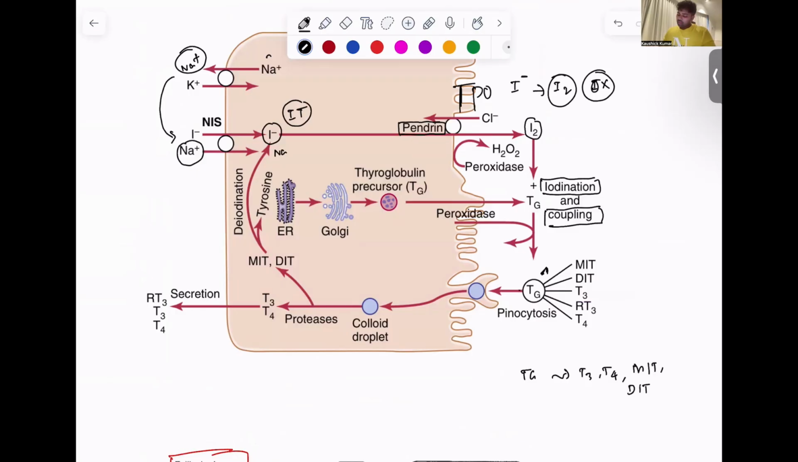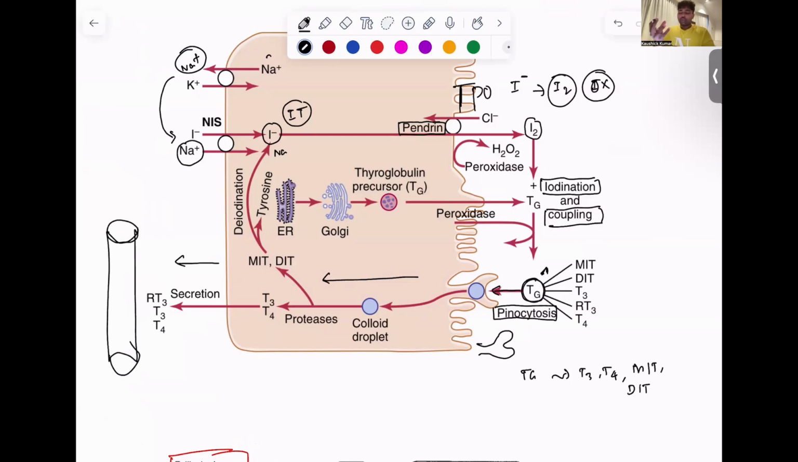So this has to eventually get across the follicular epithelial cell and get into the capillaries. This process is called secretion. Through the process of pinocytosis, where your apical membrane changes its shape, it engulfs the colloid droplet. Basically, this colloid droplet is acted upon by proteases. Proteases break down thyroglobulin.